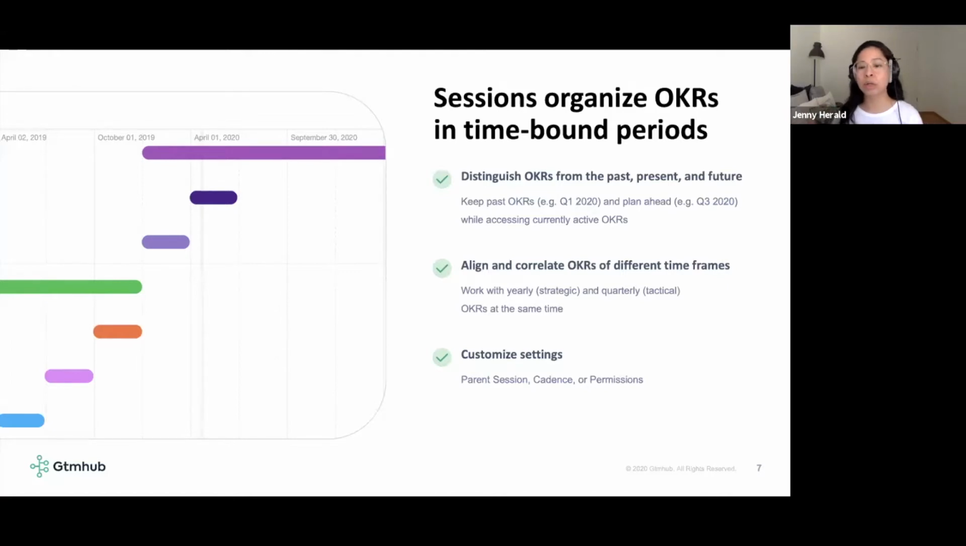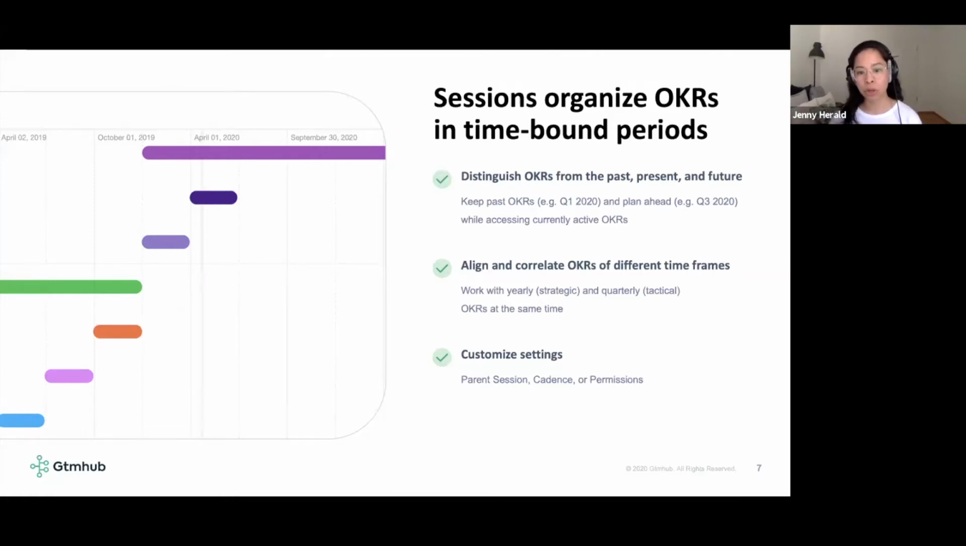You can align and correlate OKRs of different timeframes. So as an example, if you work with yearly or multi-year OKRs that are more strategic in nature, and you also work with more tactical quarterly OKRs, you can nest these in Gtmhub and see how all of these contribute to longer term or longer scope level goals.